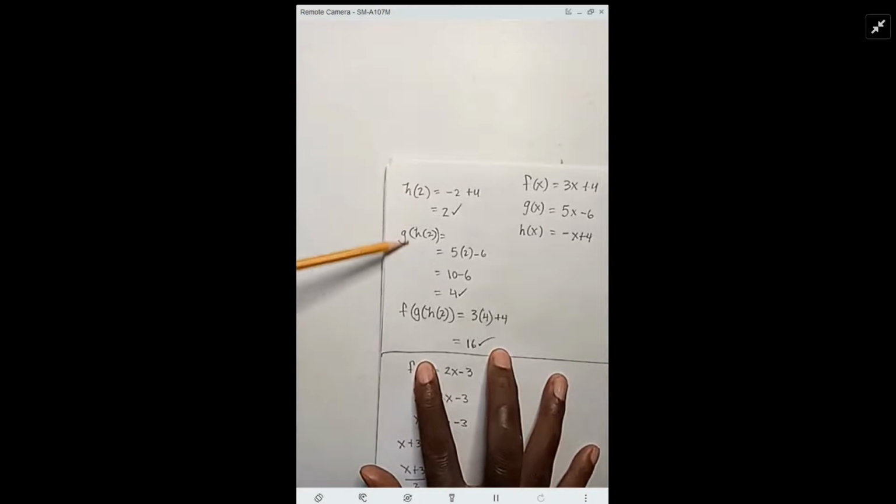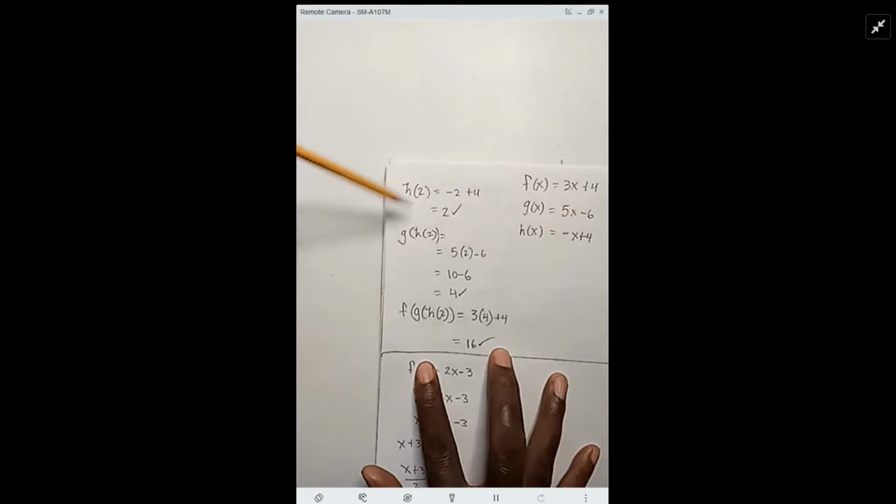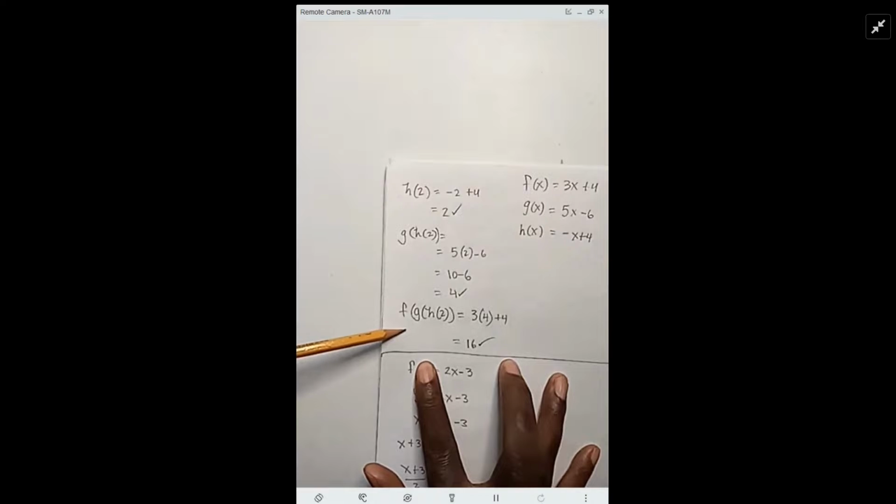So here's your solution here. H of 2 minus 2 plus 4. I'll leave it to you to work it out in the same fashion, but here's your solution.